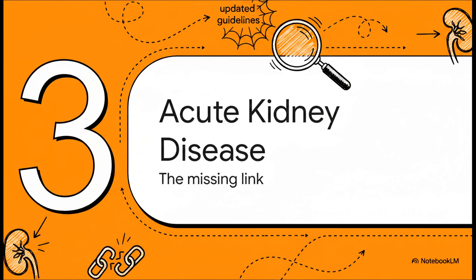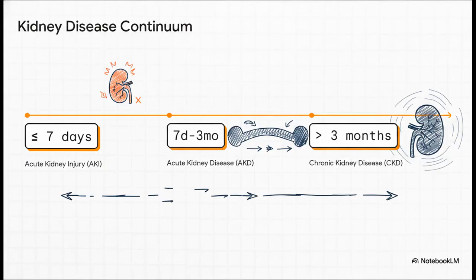All right, Section 3, defining acute kidney disease. Let's see how all of this builds into acute kidney disease, or AKD, which has really been the missing link in our continuum of care. The biggest takeaway here is grasping this timeline. AKI covers those first 7 days. AKD acts as the critical bridge up to 3 months, and anything beyond that 3-month mark becomes CKD.